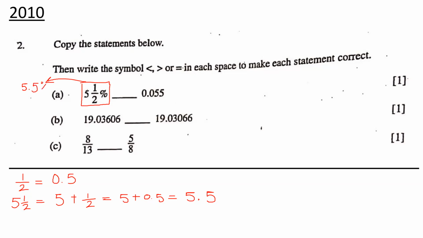Okay, 5.5%. Now we need to change 5.5% into a decimal. The way we can do that is we can divide by 100. And so let's do that. So we're going to go back to our calculator.